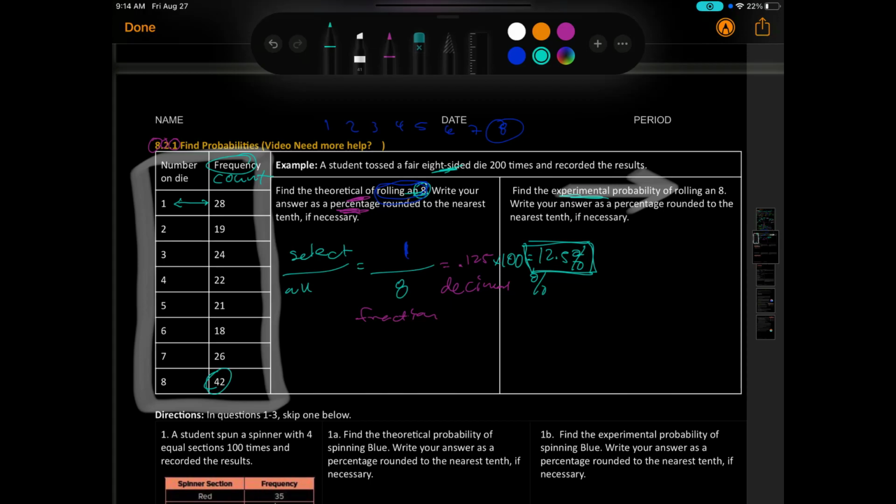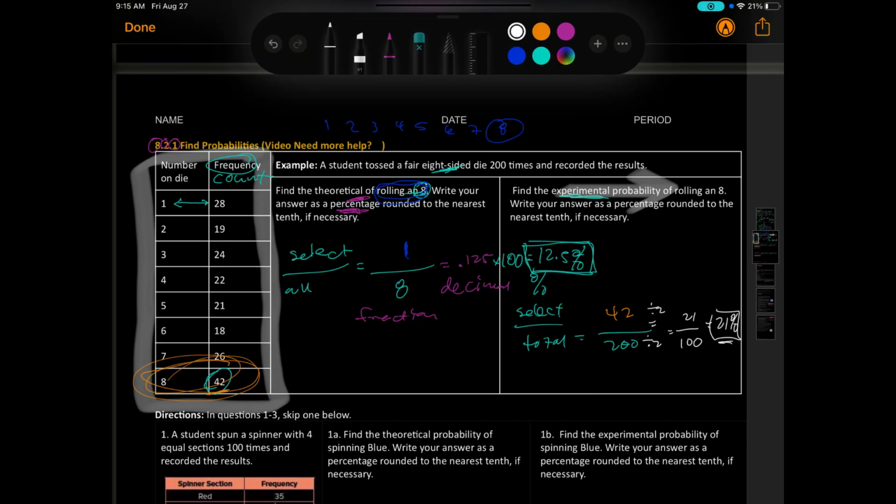So our total here, just double checking, added up to 200, and this is what we want. We wanted, how many times did they get an 8? Well, if you look over here, they got that 42 times. And so let's convert that to a fraction and decimal. This one's kind of nice because if you just divide it by 2, you'll get 21 over 100. And that's what percent means, out of 100. So this would be 21% is your answer.